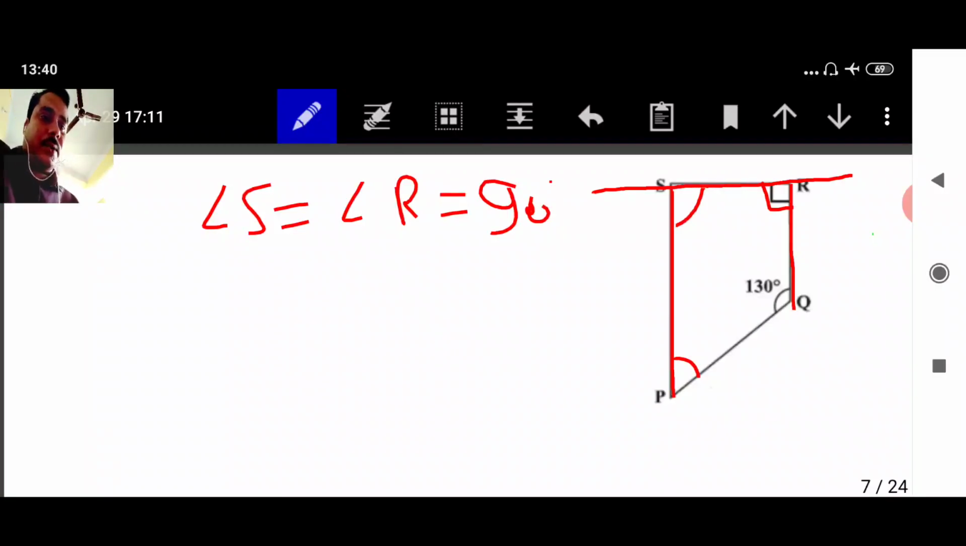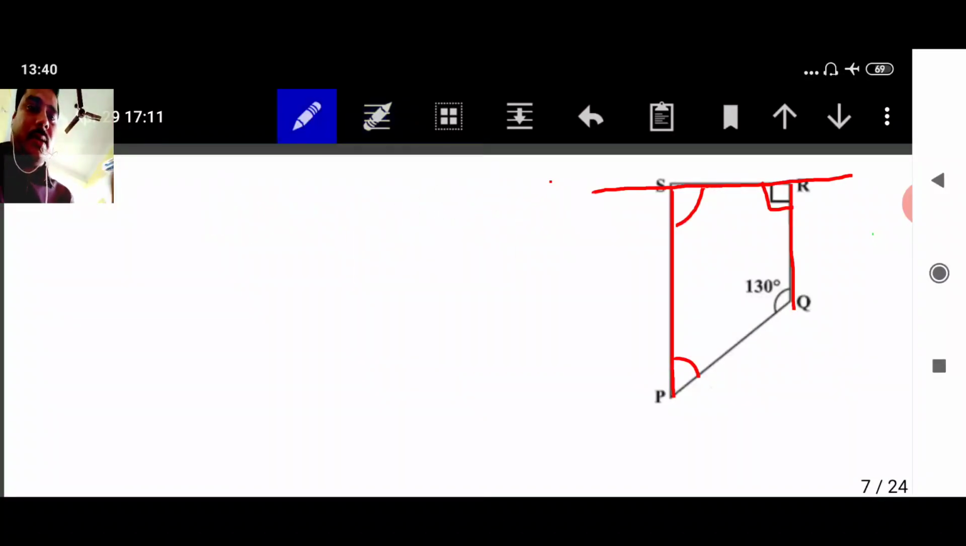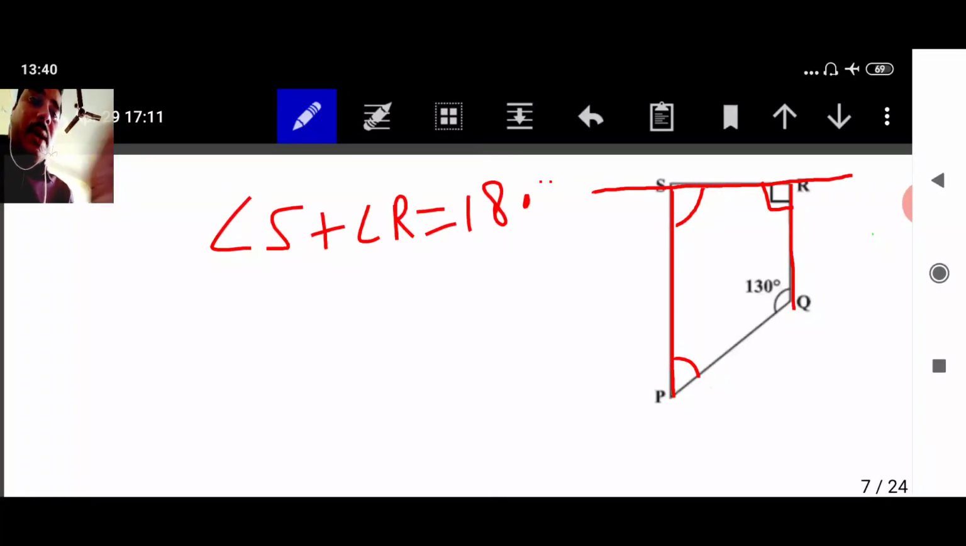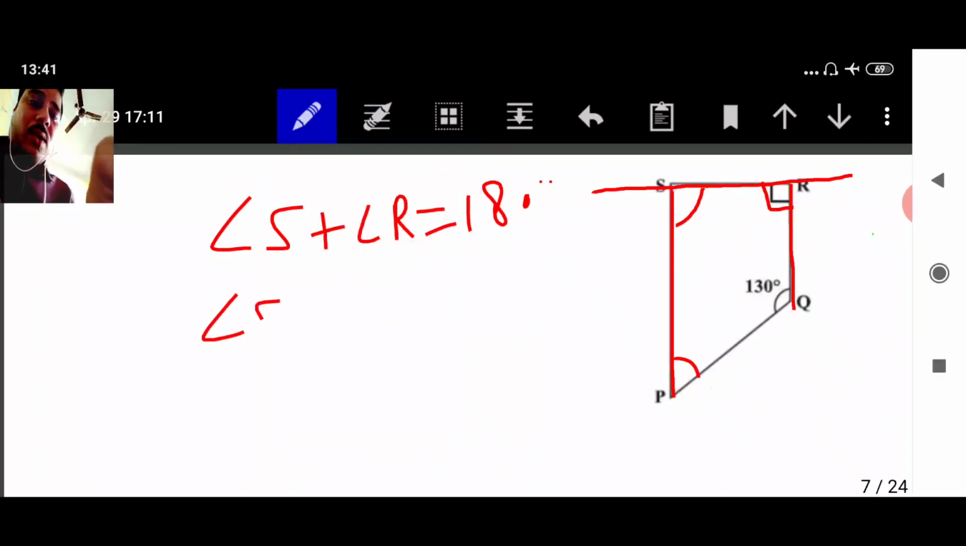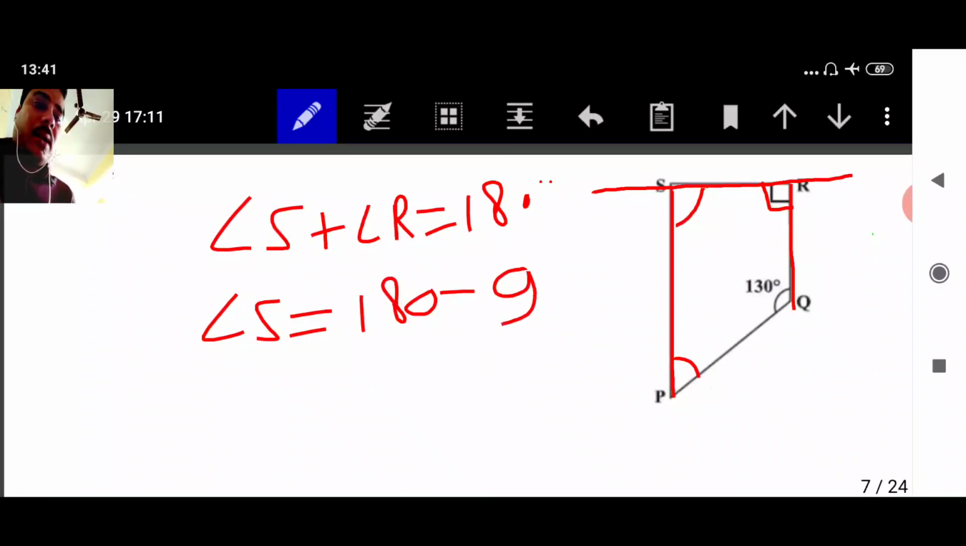You can also solve this in 1 minute. Angle S plus angle R equal to 180. Why are these angles 180? Because these are the interior angles, or angles on the same side of a transversal, because these lines are parallel and this is a transversal, so these angles are interior angles on the same side. Okay, so angle S equal to 180 minus, what is the value of angle R? 90, equal to 90 degree.